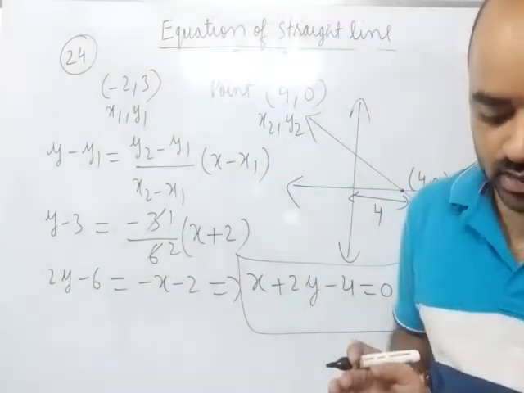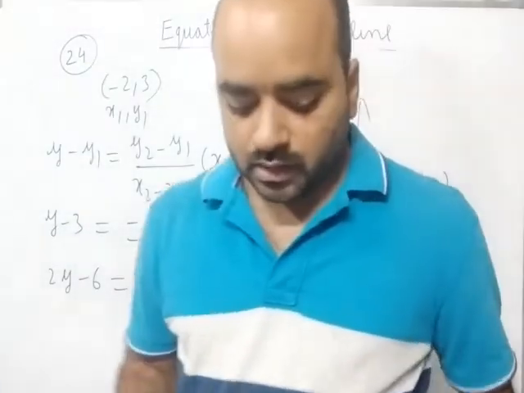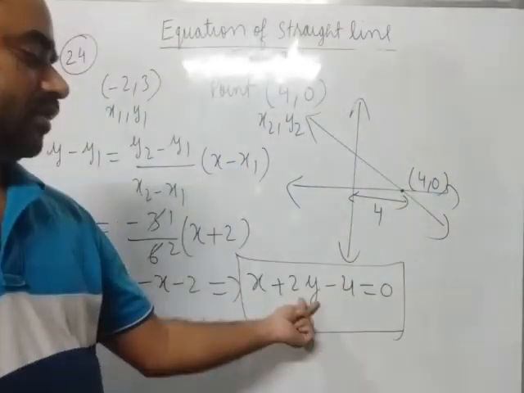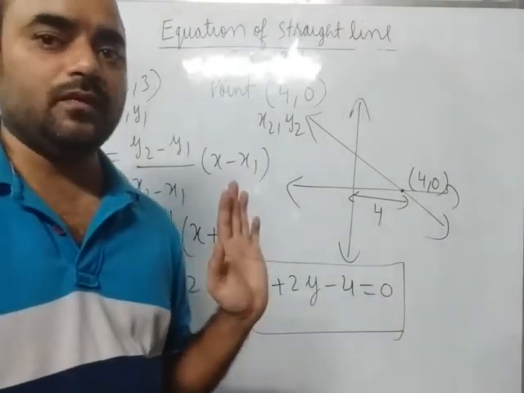Now next is 25. You can check also. X-intercept means y is 0. If y is 0, x is equal to 4, correct?